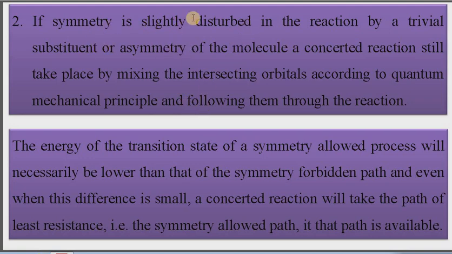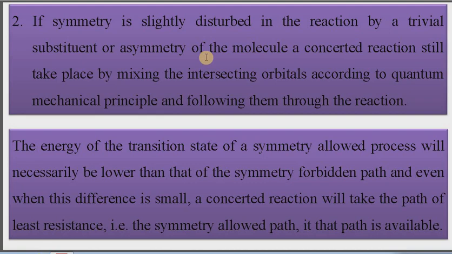So if the situation arises, in every case the reaction has two pathways. One is the energy allowed or symmetry allowed pathway and another is the symmetry forbidden pathway. These two paths have a measurable energy difference, but in the case of reactions having slightly disturbed symmetry, the energy gap between allowed and forbidden path is very small.